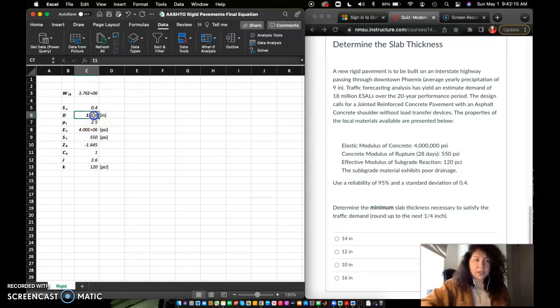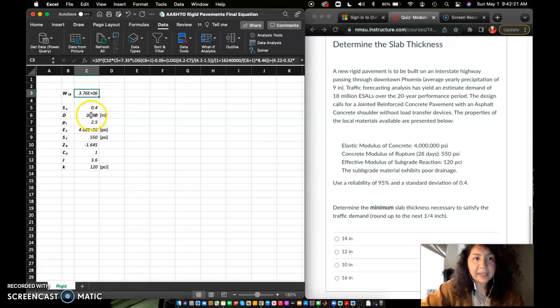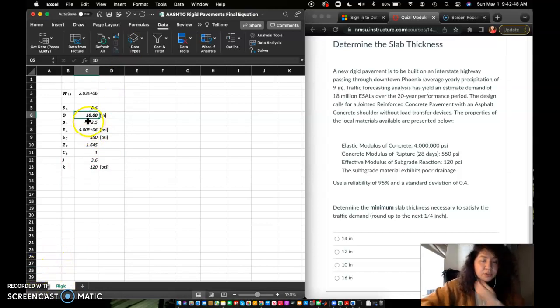So I know the answer it gave me is wrong because it gave me an ESAL, my ESAL should be 18 million. I have no idea why it's not working. It should be a 1.8 times 10 to the 7, and then my thickness. So I'm going to try to do it manually, just because I'm not sure why it's not giving me the proper answer.